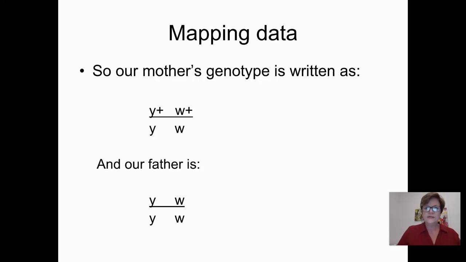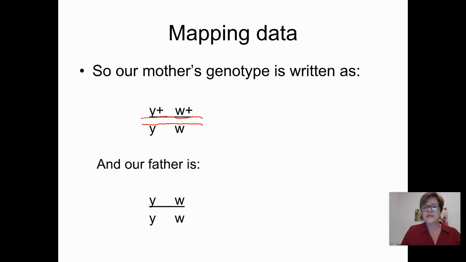And then the mother, remember, she's a double heterozygote. And let's say her chromosomes are set up like this. The Y plus allele and the W plus allele are on one chromosome. And then on her other chromosome of that same type, there's the Y and the W. So that's her homologous pair.